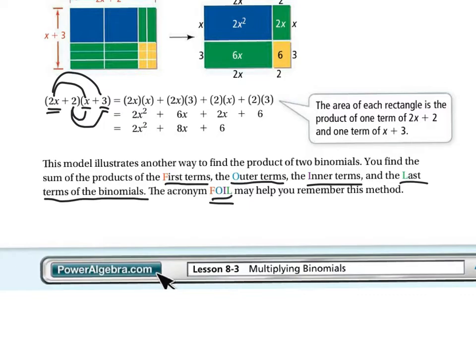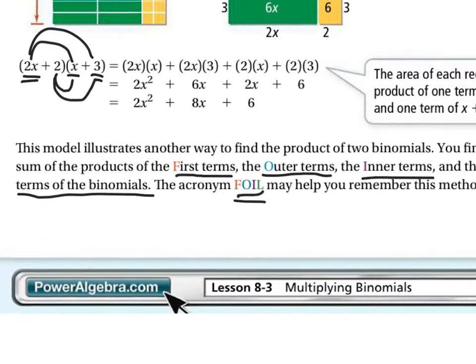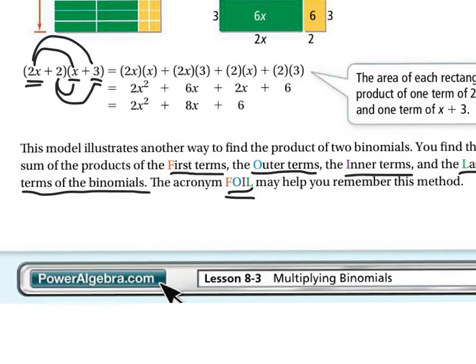The acronym is FOIL. So some people call this the FOIL method. If you want to call it the FOIL method, that's fine. Again, it's basically distributing, but that's how I learned it also, was the FOIL method. So there you go.